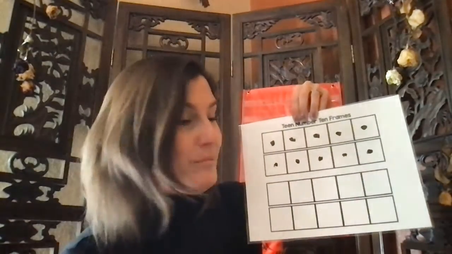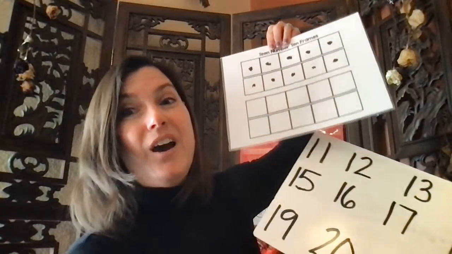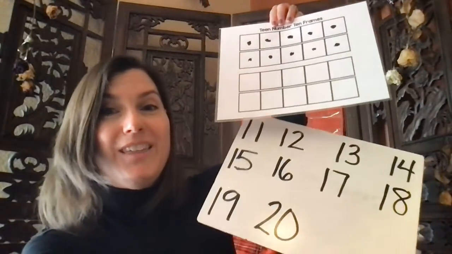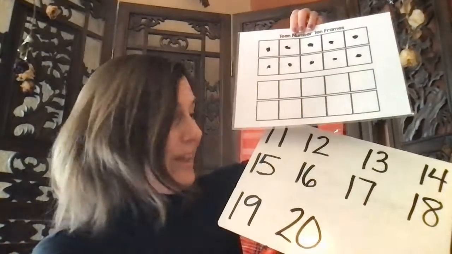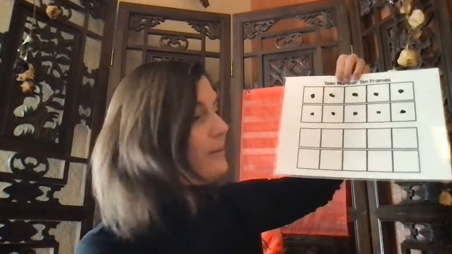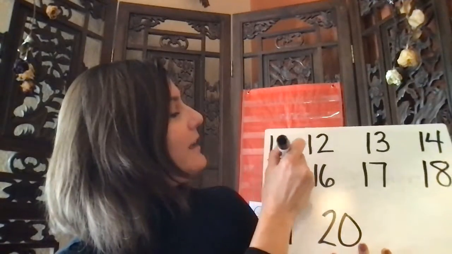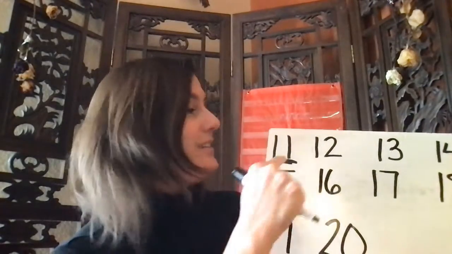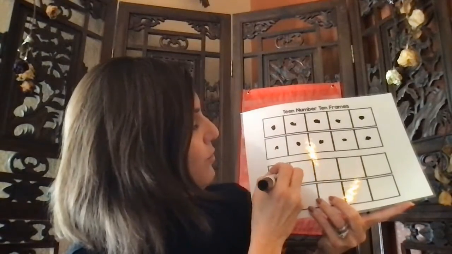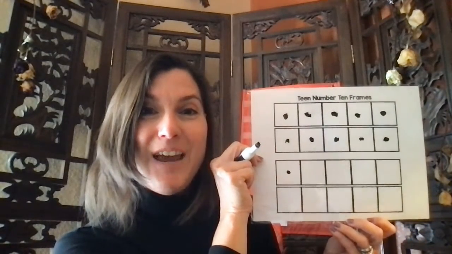So with our teen numbers, we know that we are working with numbers that are greater than 10. Greater means more than, so we need another 10 frame, don't we? So the number that we are going to do next is going to be 11. 11 is a 1 and a 1. 11 is a cool number because it has a 1 in the tens place and a 1 in the ones place. And all we have to do is add 1 more. That is showing 11 on 10 frames.